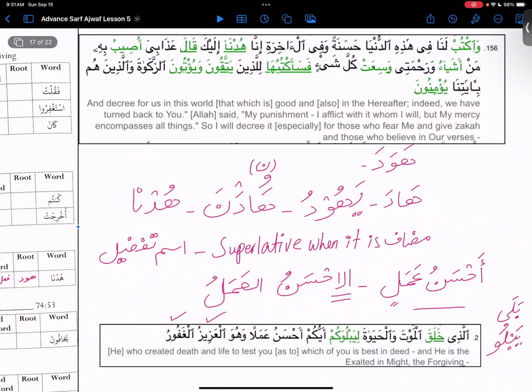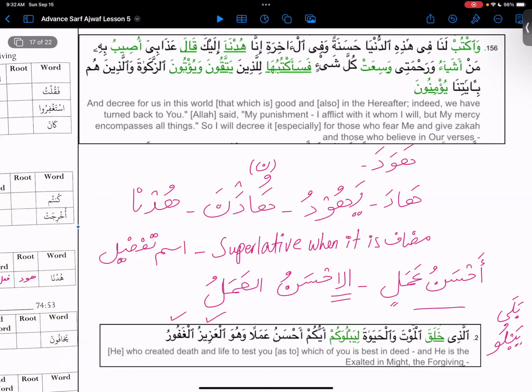وَاكْتُبْ لَنَا فِي هَذِهِ الدُّنْيَا حَسَنَةً وَفِي الْآخِرَةِ. So you write for us, meaning decree for us in this world hasana, wa fil akhirah hasana, right? Best in this world and best in the akhirah. Inna, indeed we, hudna, we have turned back to you, ilayka, towards you. So we have turned back to you. It could be, I think over here, like taba, turning towards you in repentance.